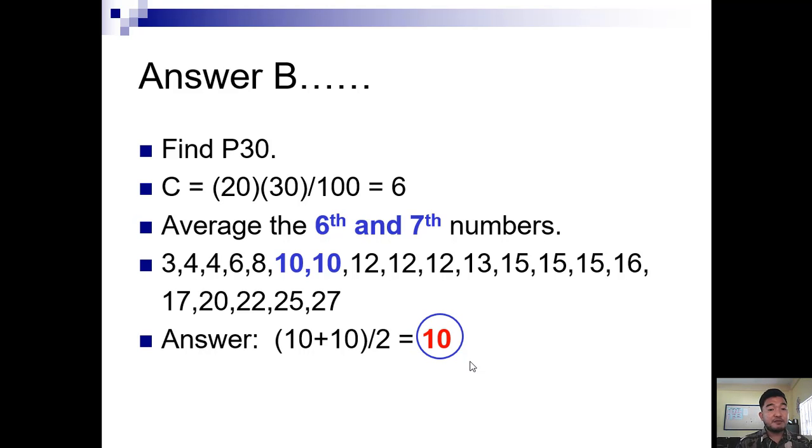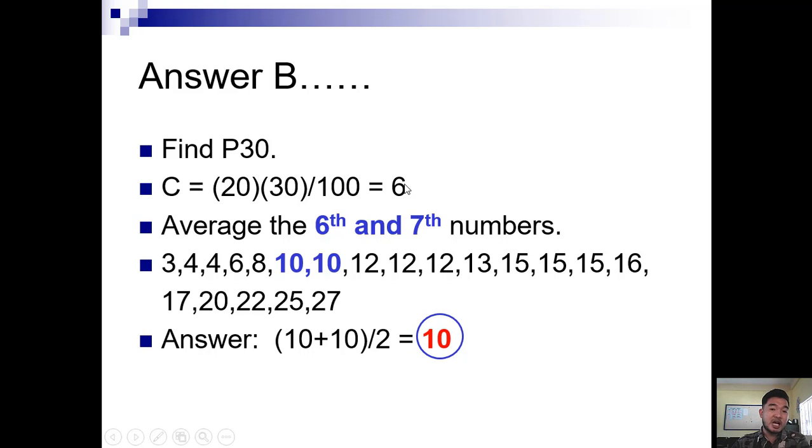Next, letter B. Find the 30th percentile. Again, the formula is C equals N times P divided by 100. N is equal to 20 because we have 20 scores here. Times 30, that's the percentile that we are looking for, divided by 100. 20 times 30 is 600. Divided by 100 is equal to 6.